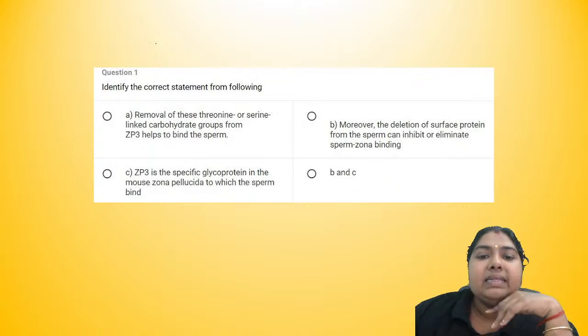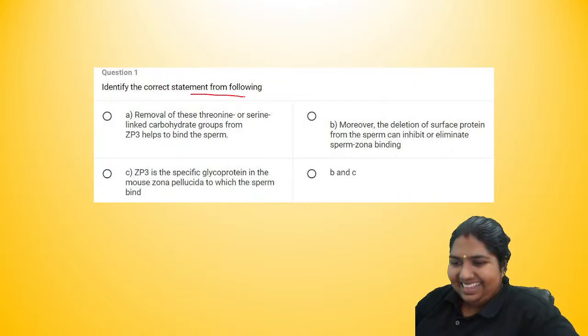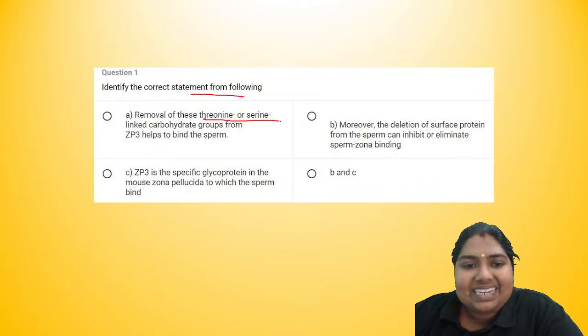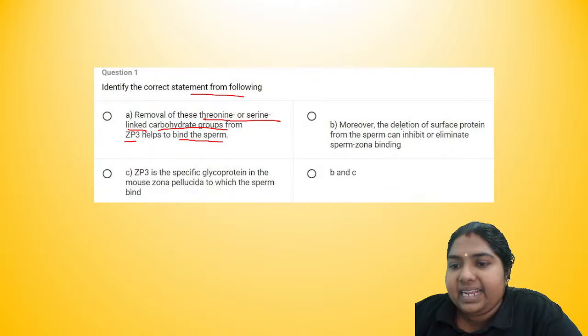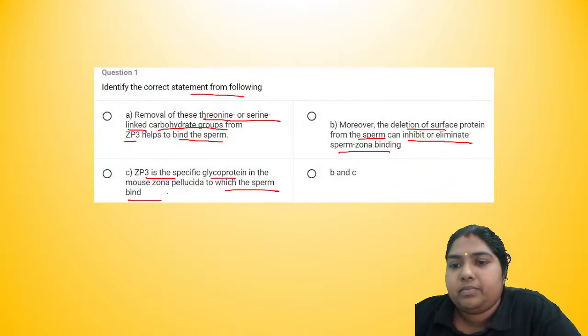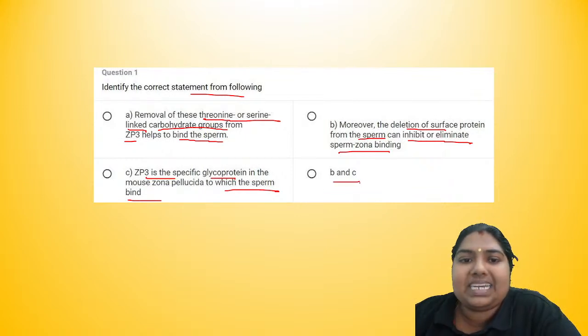Identify the correct statement from the following. The removal of threonine, serine linked carbohydrate groups from ZP3 helps to bind the sperm. Deletion of surface protein from the sperm can inhibit or eliminate the sperm zona binding. ZP3 is the specific glycoprotein to which the sperm is binding. Both B and C could be the correct statement.